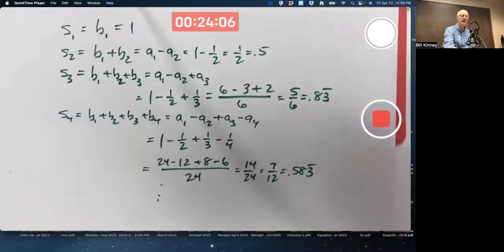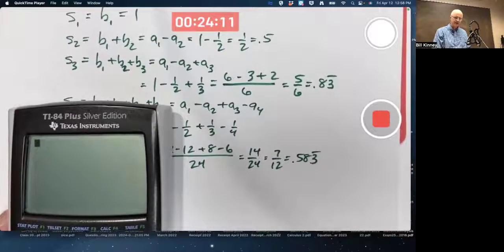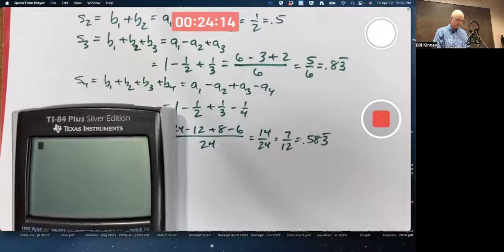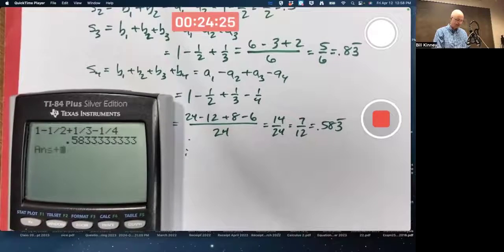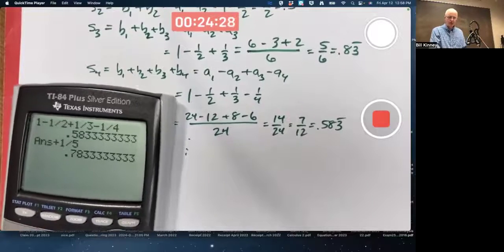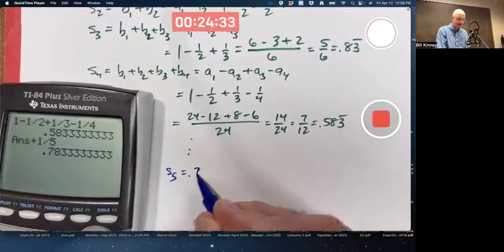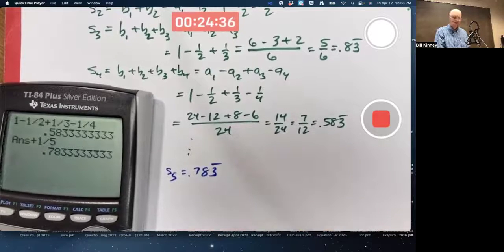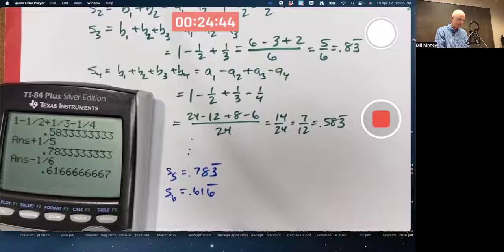Let's continue now, but with a calculator. First, I'll just confirm that fourth partial sum S4. 1 minus a half plus a third minus a fourth. Yep, 0.583 with a 3 repeating. Now let's add a fifth. According to the calculator, S5 is 0.783 with the 3 repeating. Now subtract a sixth. S6 is 0.616 with the 6 repeating.